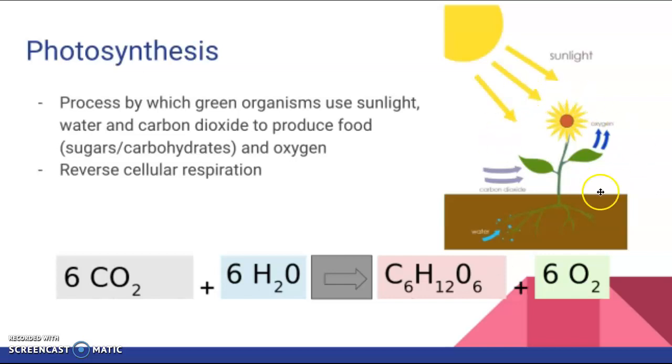So the plants or the green organisms take in the sun, they take in water from the roots, they take in carbon dioxide from the air. So they have 6 carbon dioxide, they mix it with 6 water molecules, and they give us a sugar and 6 oxygens.